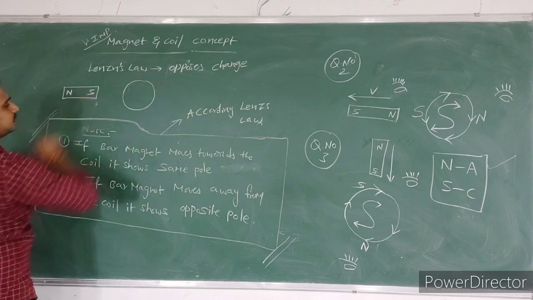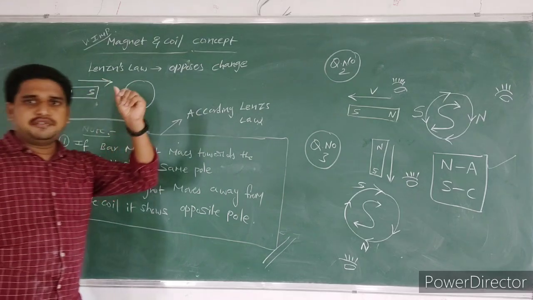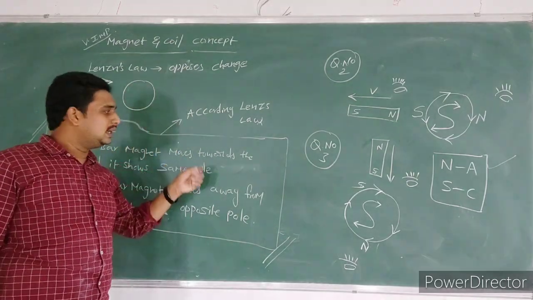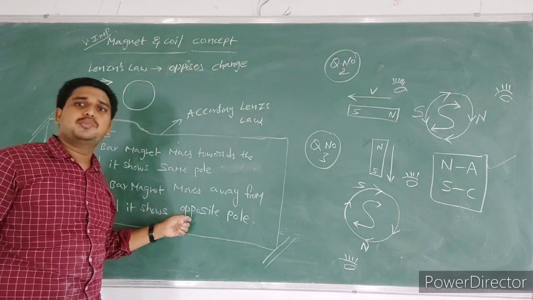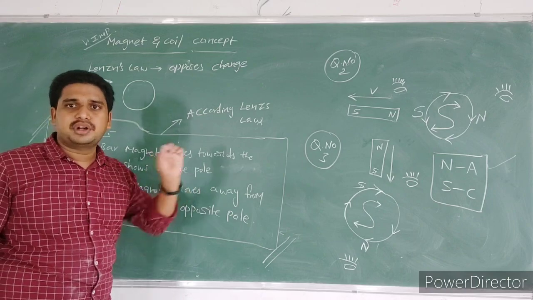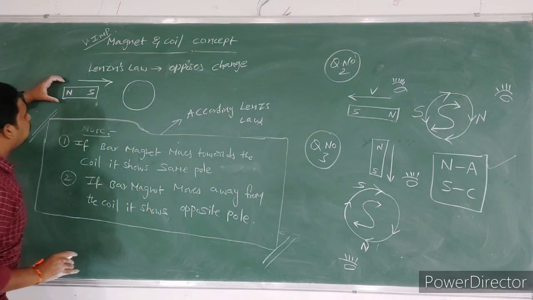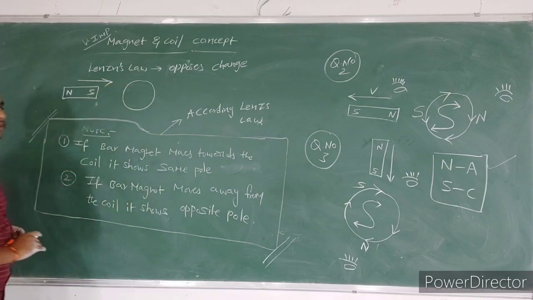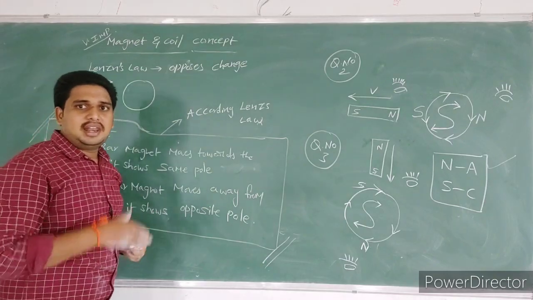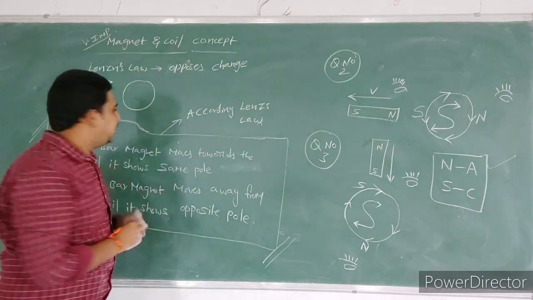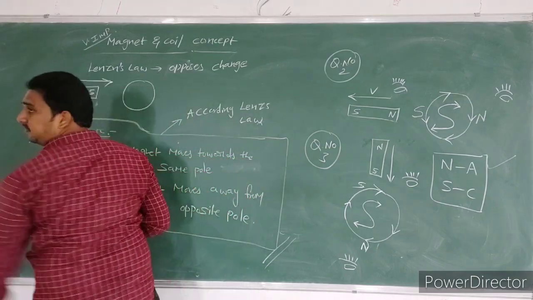Here is the coil. The magnet is moving towards the coil. Please observe carefully. If you understand this concept, then you will get a clear idea about these two nodal points. Here the bar magnet is brought closer to this coil. According to Lenz's law, which opposes the change, since it is moving towards the coil, Lenz's law pulls the bar magnet away.